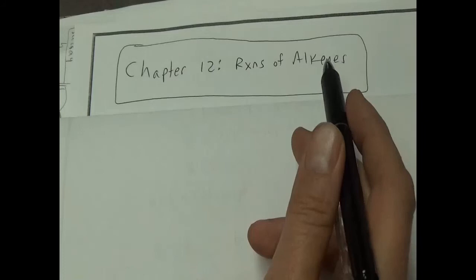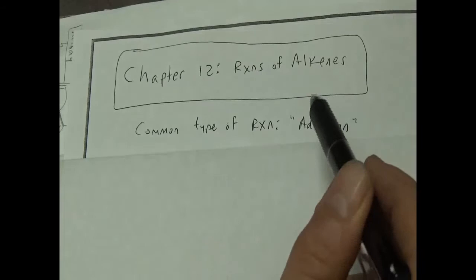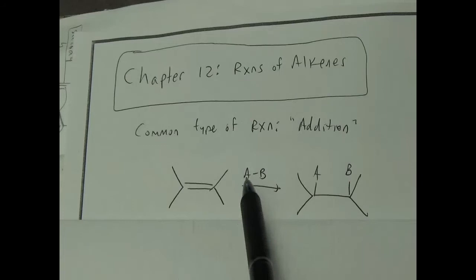So the type of reaction we're going to see over and over is called an addition reaction. There's going to be a bunch of examples of addition reactions in this chapter. What do we mean by an addition reaction? Got an alkene. I react it with some kind of thing like A-B. And A goes on one atom, B goes on the other. So that kind of makes sense.